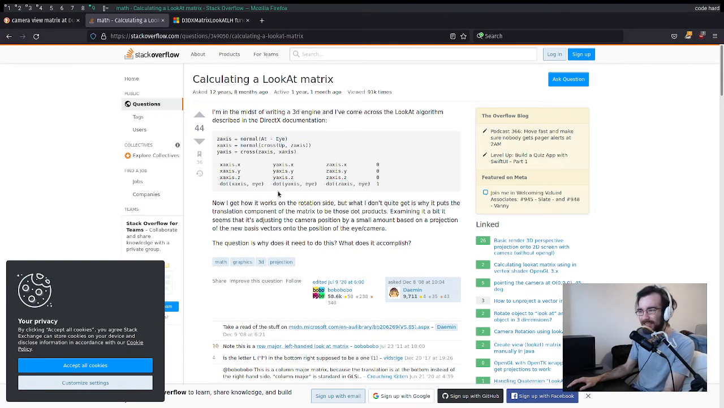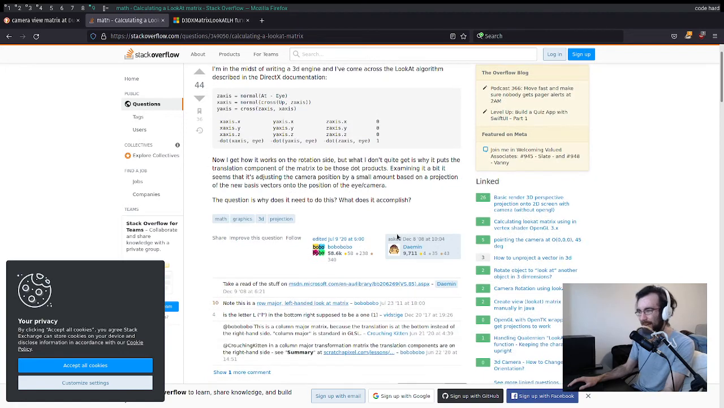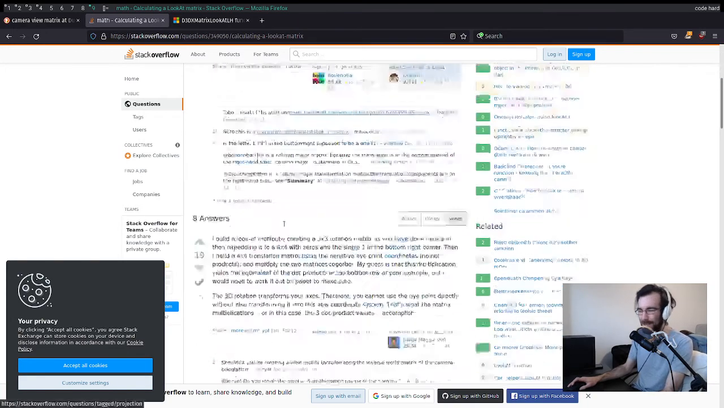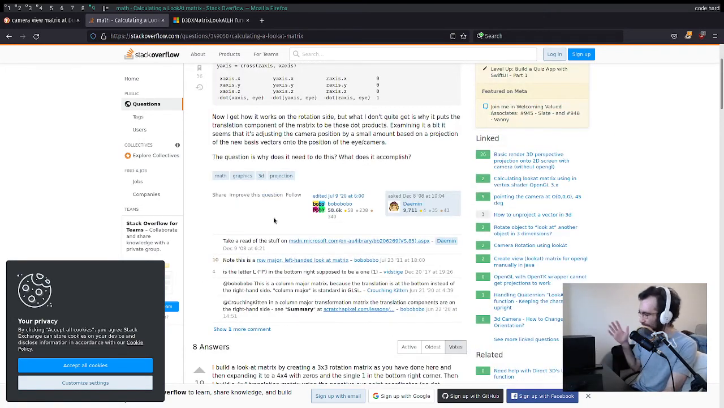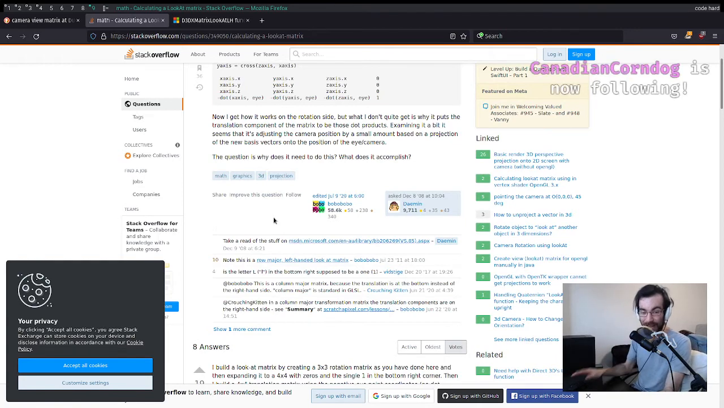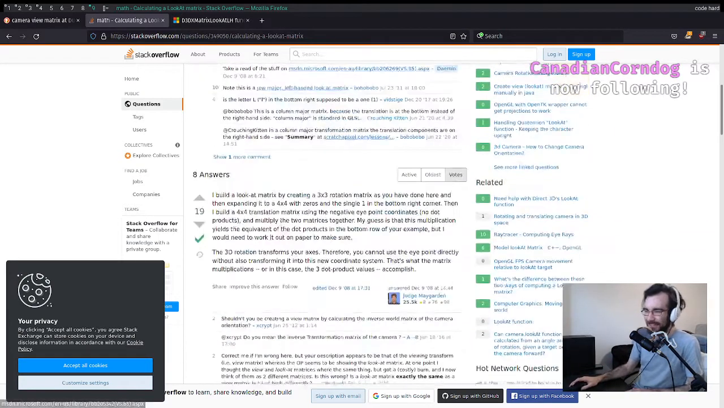So they're taking the dot product, examining that and adjusting the camera position by a small amount based on projection of the new basis vectors onto the position of the eye camera. This sentence vaguely makes sense to me. I did linear algebra in first year uni maths, and that was a long time ago. It wasn't that long ago. I've just forgotten it very quickly.